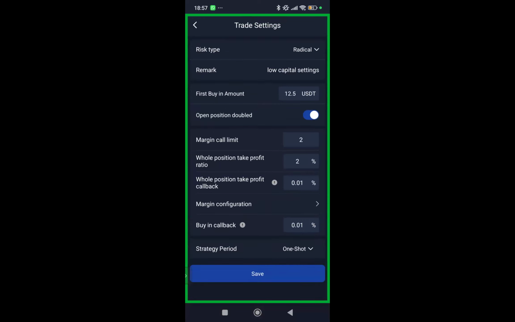Then it's always one shot. When you're starting off as a trader, please stick to one shot, because some of your teammates will not understand cycle mode when the market dips.